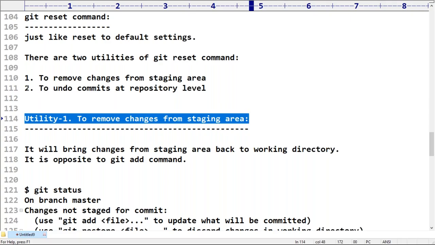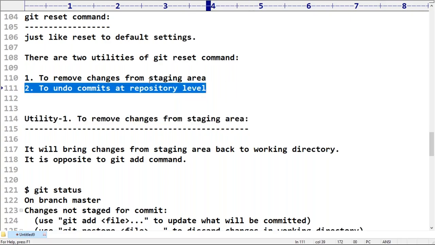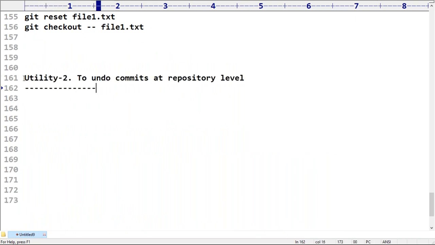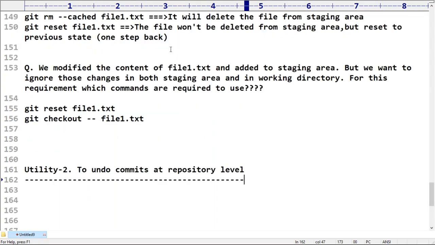Next, the second utility is to undo commits at a repository level. This is a big story, sir. To undo changes, to undo commits at a repository level, how you can do that I will discuss in the next video. Up to this, clear, I hope. Git reset is a more dangerous command because it can be used for multiple purposes. That's it.